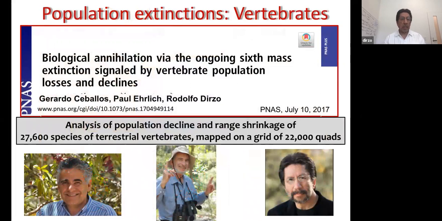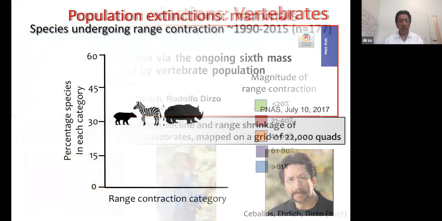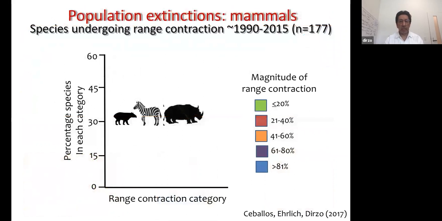In this paper that Gerardo Ceballos, Paul Ehrlich, and myself published relatively recently, we try to examine in more detail, globally, the extinctions of populations in vertebrates by looking at maps of the distribution. So we managed to include a very large sample, about 28,000 species of terrestrial vertebrates, and we mapped the changes in pixels, in grids of the planet.